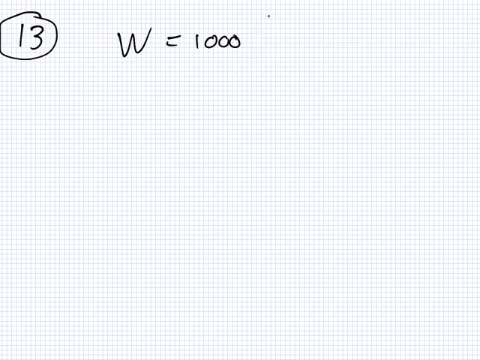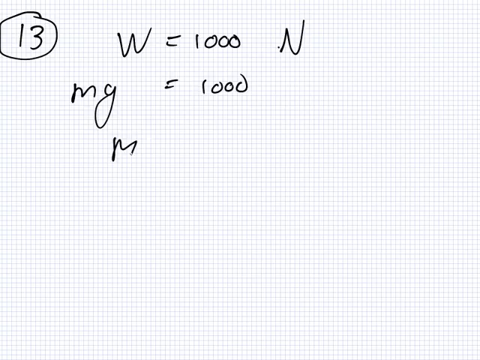Now I said the weight was 1 kilonewton, so that's 1,000 newtons. So that means mg equals 1,000. So m is 1,000 over g. It's like 101 or something, isn't it? Yeah, 102.